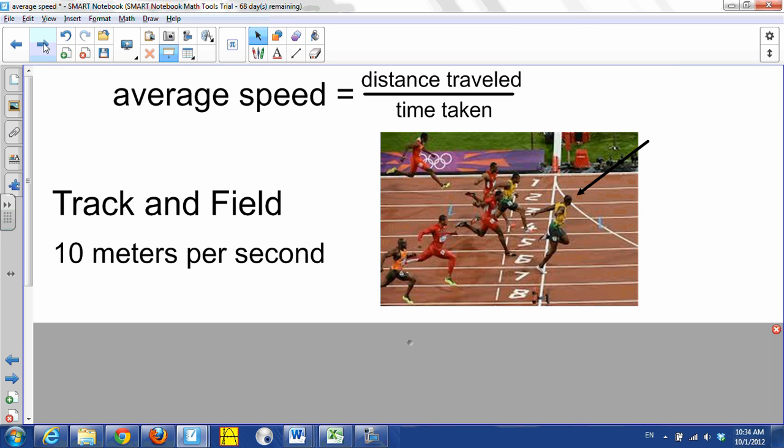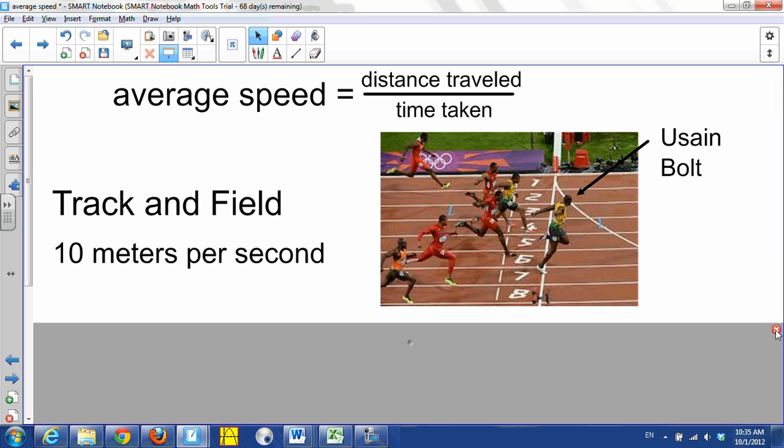Now, let's talk about track and field. This guy right here, his name is Usain Bolt. He's from Jamaica, and he's the fastest human being on the planet. He is the fastest human being ever, actually. And all these guys in this race had an average speed during the race of about 10 meters per second. Now, 10 meters per second doesn't mean anything to you guys because you're familiar with miles per hour. But meters per second is another valid unit for speed.